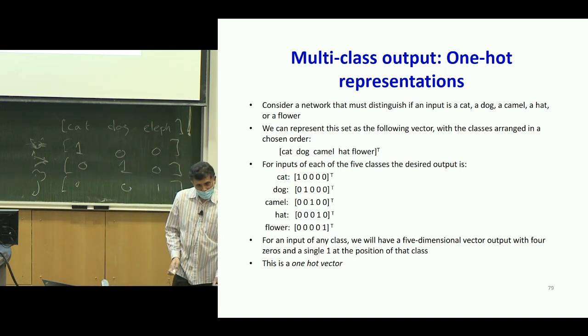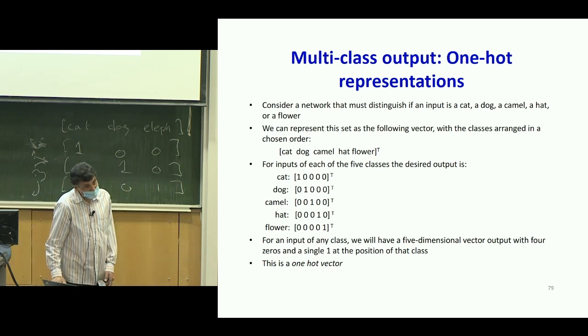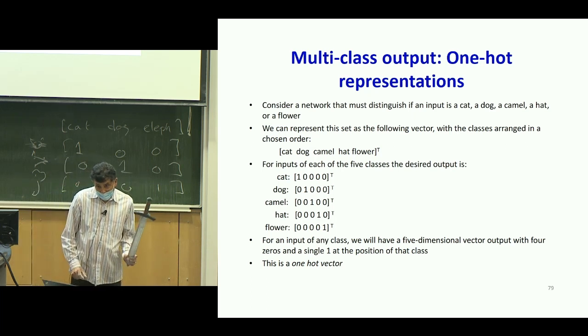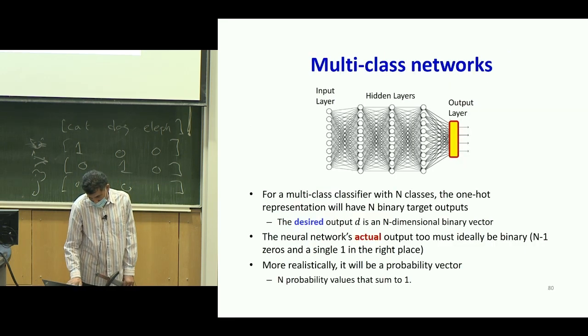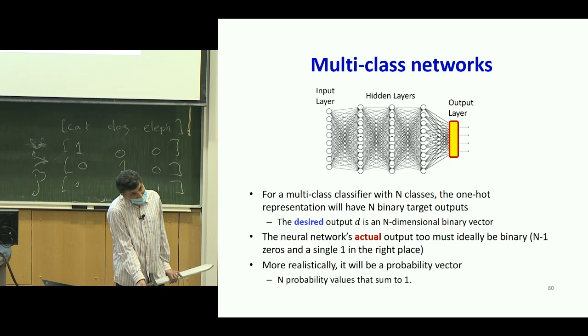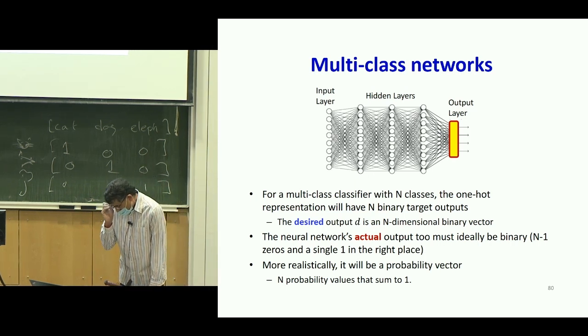So you get the idea, right? This is a numeric representation of your target class with a 1 in the correct position and 0 elsewhere, based on the order. It's called a one-hot vector because only one of the entries is 1, all the rest of them are 0. So we will use one-hot vectors for representing the desired output of the network. What about the actual output of the network? That's going to be more challenging.